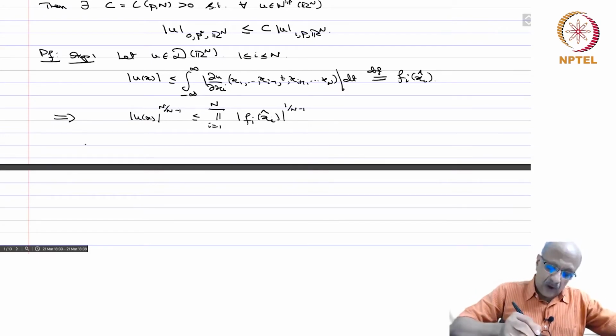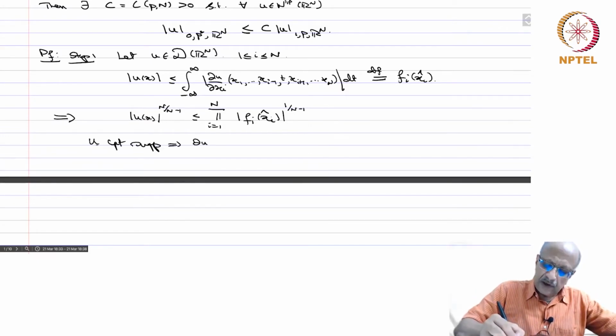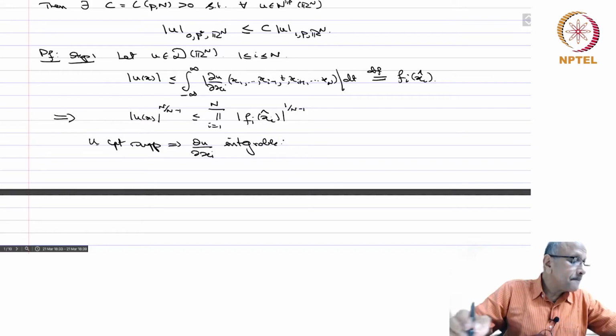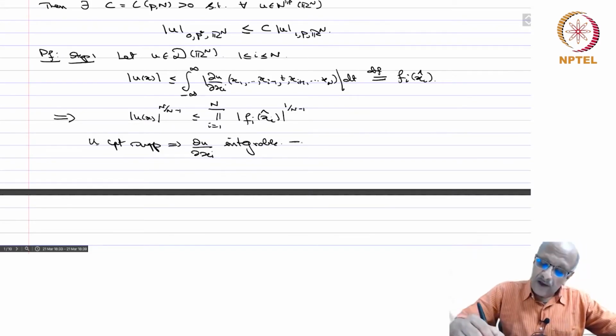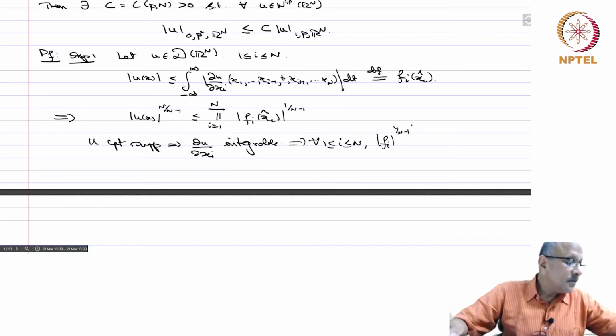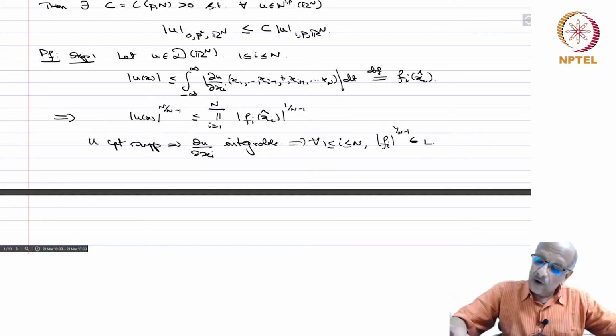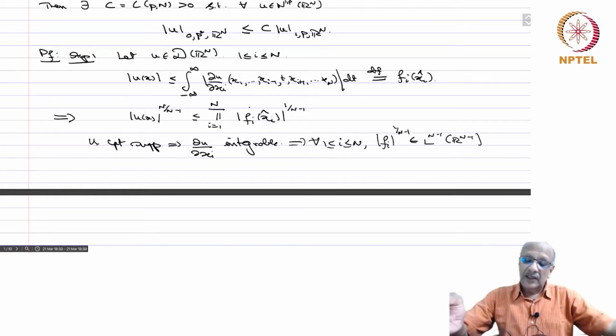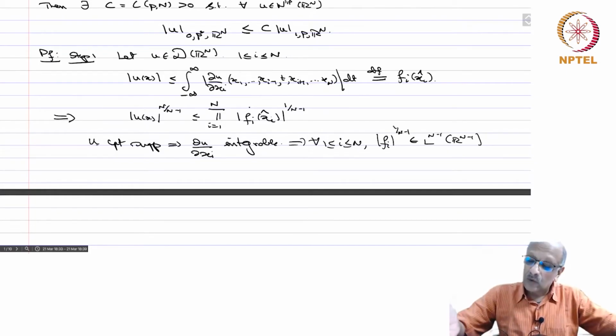So u has compact support, so this implies that ∂u/∂xi is integrable, and therefore it implies that for every 1 less than or equal to i less than or equal to n, fi(x̂_i)^{1/(n-1)} belongs to L^{n-1}(R^{n-1}), because if I raise it to the power n minus 1, then I get fi, which is this integral, and that is in L^{n-1}, because then you will get the integral on the whole of R^n.